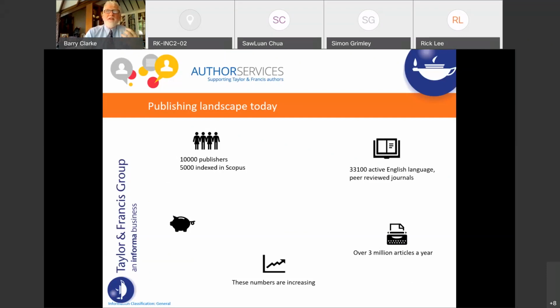And of course, what's driving this is the amazing investment in research and development across the world, but particularly in Asia Pacific in recent years. It is estimated that there are something like 7 to 8 million researchers around the world trying to tell their stories. So you're in very good company.